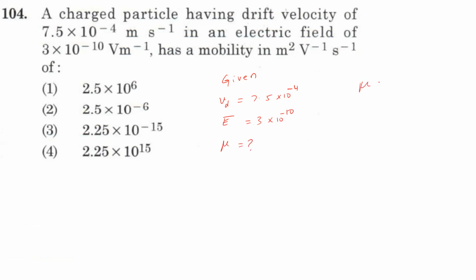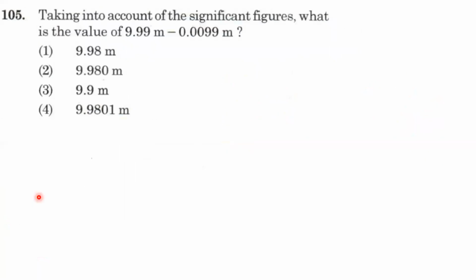The formula for mobility is drift velocity divided by electric field intensity. By substituting drift velocity 7.5 into 10 power minus 4 divided by electric field intensity 3 into 10 power minus 10, calculating 7.5 and 3, we get 2.5, and 10 power minus 4 and 10 power minus 10 give 10 power 6. So the answer for mobility is 2.5 into 10 power 6, that is, the first option is correct. Next we are going to discuss question 105. Taking into account the significant figures, what is the value of 9.99 meter minus 0.0099?